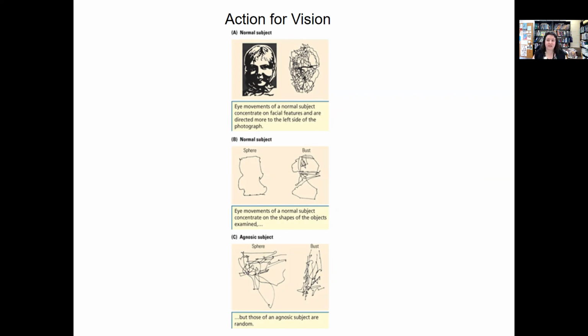So you can see here that for the normal subject, you've got looking at the whole face, but really focusing in on where the eyes and the mouth are. And then for the agnosic subject at the bottom, someone with agnosia, you'll see they're not doing as well. They're not honing in on those eyes and the mouth. They kind of don't know where to look.